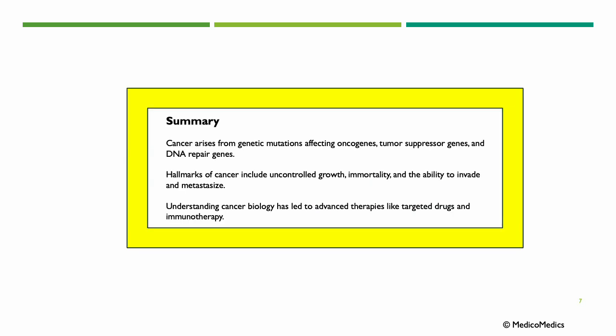So in summary then, cancer arises from genetic mutations affecting oncogenes, tumor suppressor genes, and DNA repair genes. Hallmarks of cancer include uncontrolled growth, immortality, and the ability to invade and metastasize. Also avoiding the immune system and evading programmed cell death are also hallmarks of cancer. So understanding cancer biology has led to advanced therapies like targeted drugs and immunotherapy.